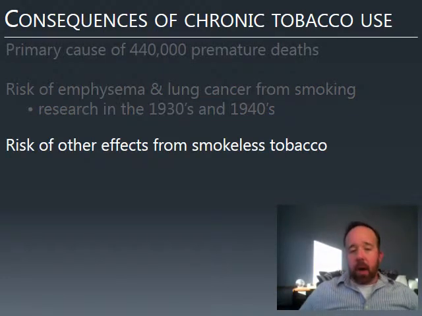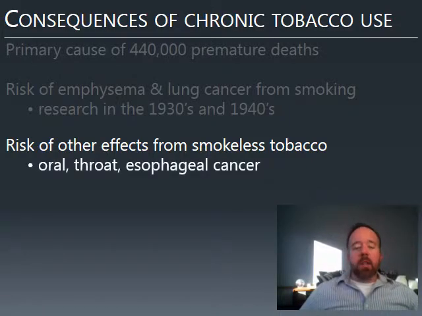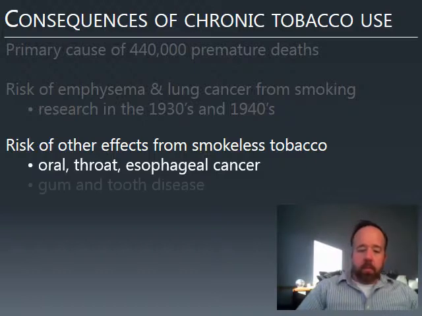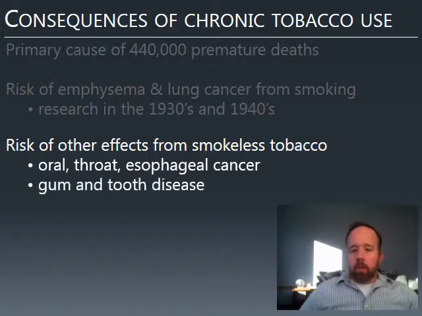And of course, smokeless tobacco, which is primarily chewing tobacco, carries with it some different problems, but problems nonetheless. And these are forms of cancer like oral cancer, throat cancer, esophageal cancer. And so obviously, your cancer risk for your whole body goes up, but the particular systems that are most affected are those systems that come into contact with tobacco, depending on your method of usage. For chewing tobacco, you also get things like gum and tooth disease.